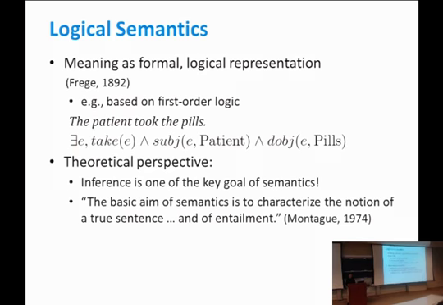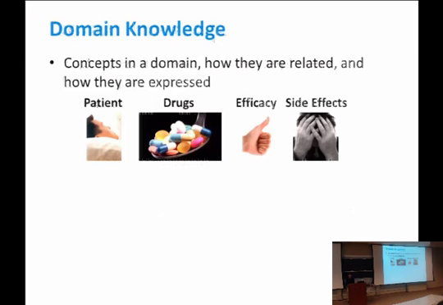So from a theoretical perspective, we also care about inference because inference is one of the key goals of semantics in the first place. As Montague put it, the basic aim of semantics is to characterize the notion of a true sentence and of entailment. One of the bottlenecks towards moving towards automated inference is this requirement for domain knowledge.